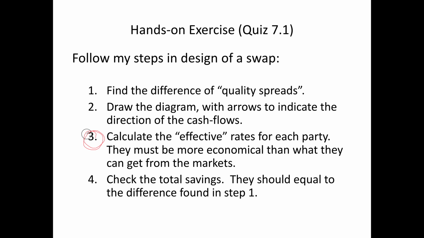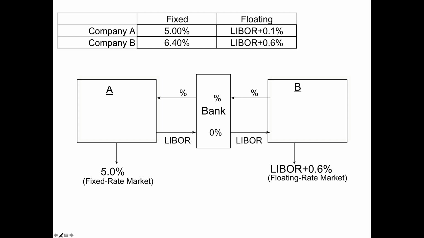Now the third one is most important. You need to calculate the effective rate by going backwards. Compare to the existing market and find out what the saving is, and you deduct that saving from the existing cost. So the key element is this step 3. Now, step 4 is the checking, just to see if the saving both parties achieve is exactly equal to the quality spread.